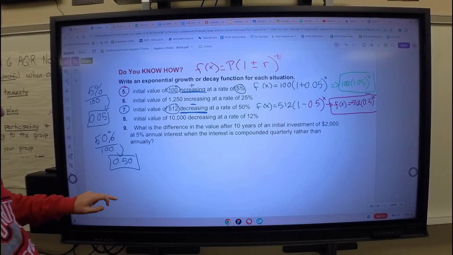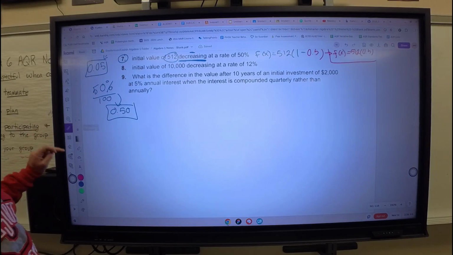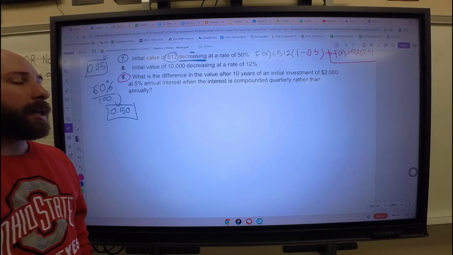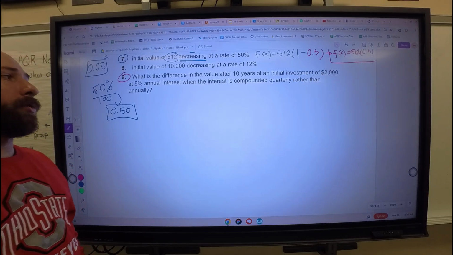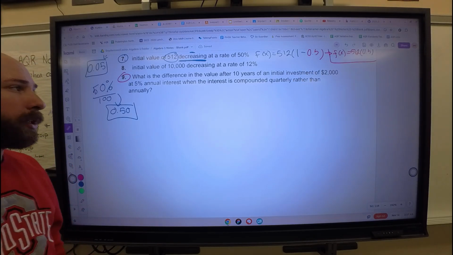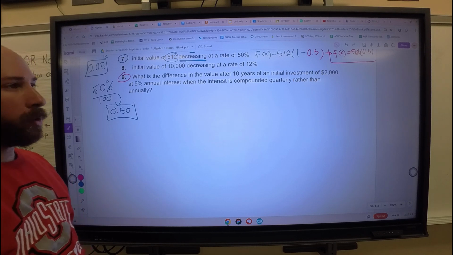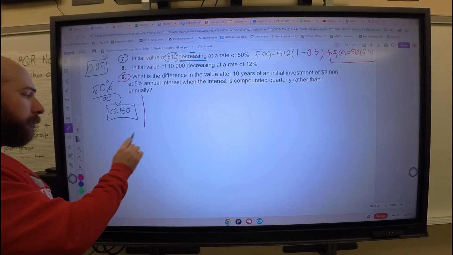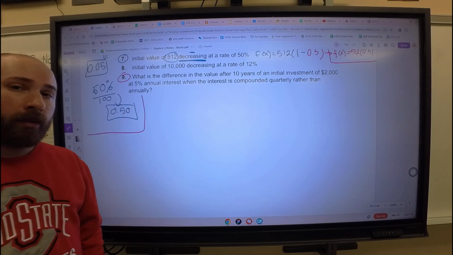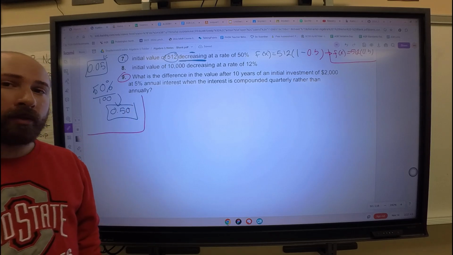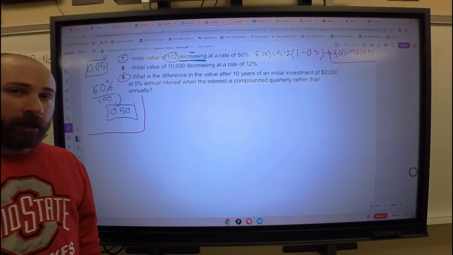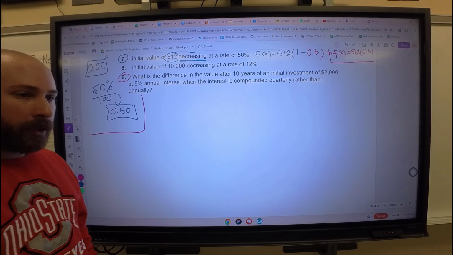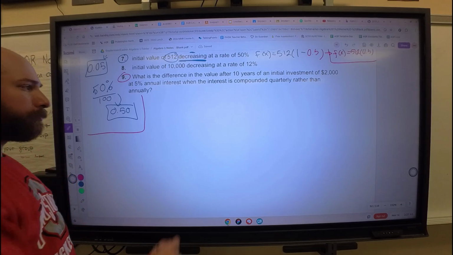All right. And then last one that we are going to do is question 9. It says, what is the difference in the value after 10 years of an initial investment of $2,000 at 5% annual interest when the interest is compounded quarterly rather than annually? So this is a situation where you are giving money to the bank and they are either going to take a look at that interest or add that interest in once in a year or 4 times in the year. Okay, because banks can do that. Different banks do that interest a little bit differently.